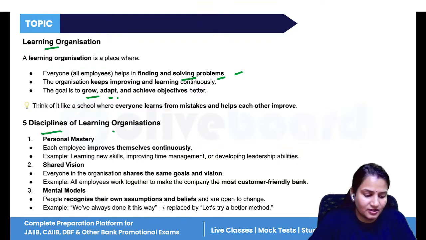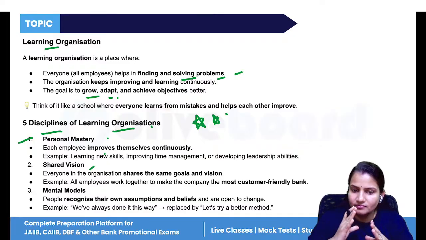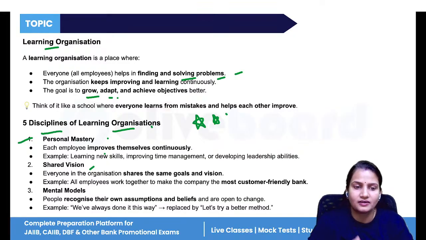So five disciplines of learning organization. This is very, very important. That is personal mastery. Each employee should improve themselves, and how can they improve? When they learn continuously, when they learn new skills, when they learn new competency. So that is how they can achieve personal mastery. Now shared vision means it is basically done so that the goals and visions are shared properly in the organization. Everyone should come together. They should work together to make the company most customer friendly.